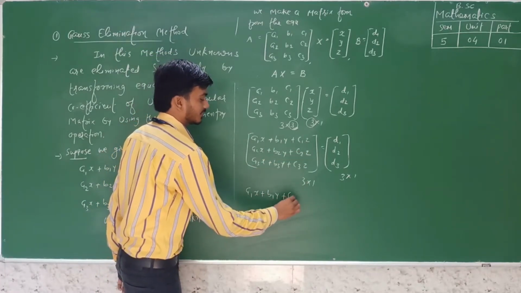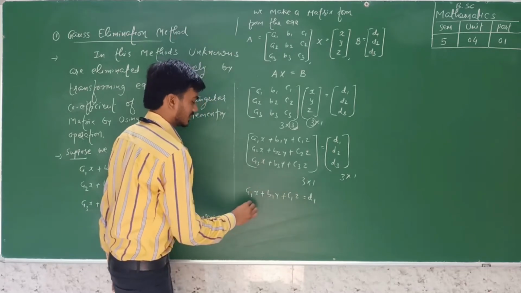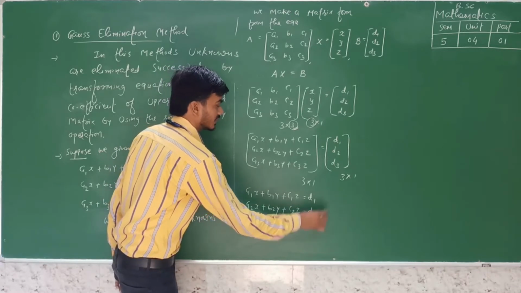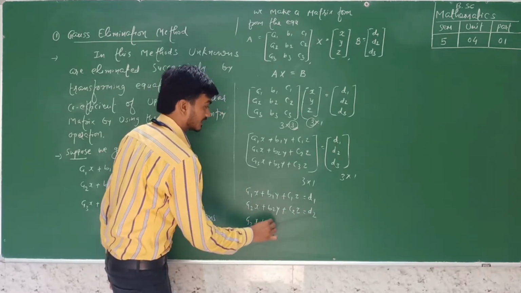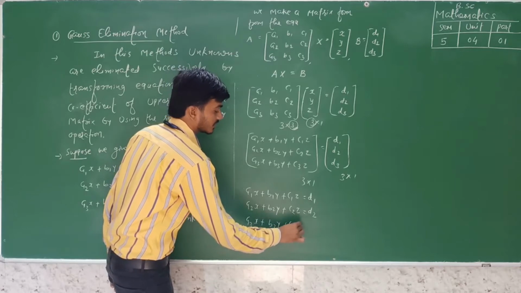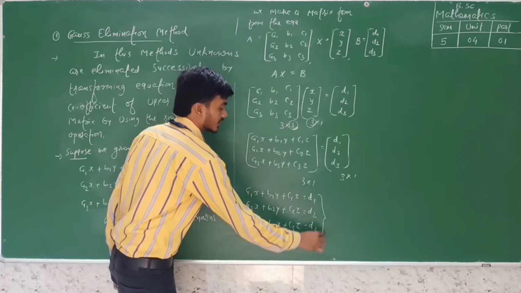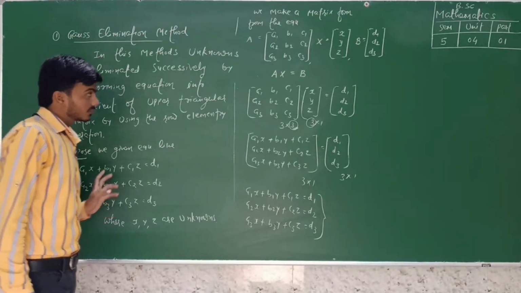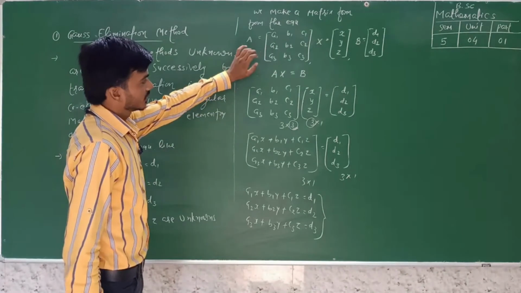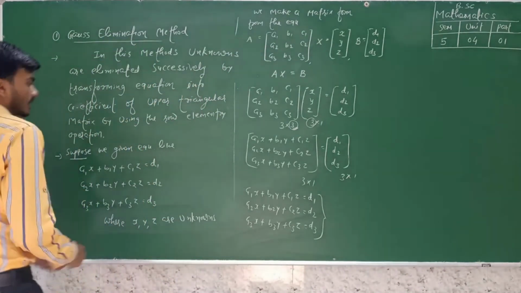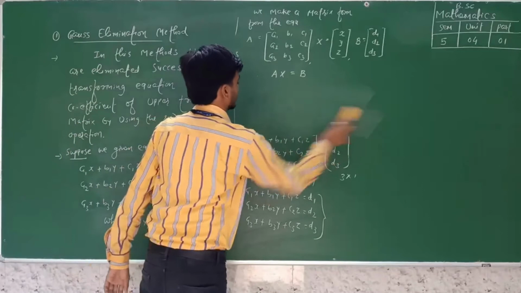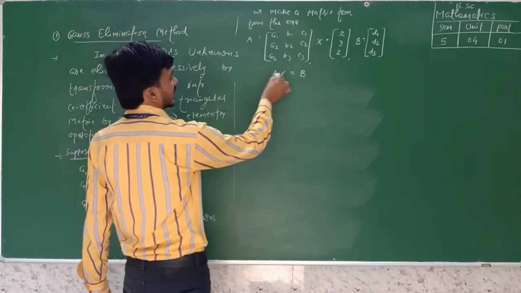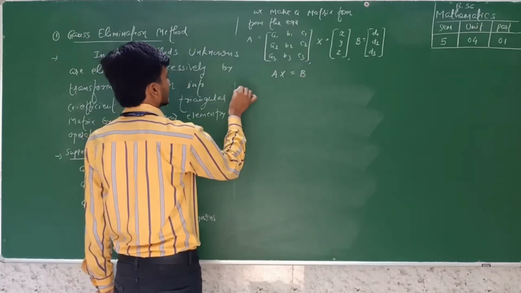A1x plus B1y plus C1z is equal to D1. Second one, A2x plus B2y plus C2z is equal to D2. Third one, A3x plus B3y plus C3z is equal to D3. So these are the given equations. So this equation can be transformed into the coefficient matrix. So now this is the check for the equation, AX is equal to B.